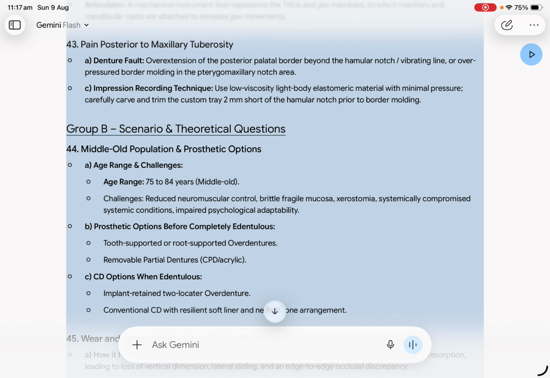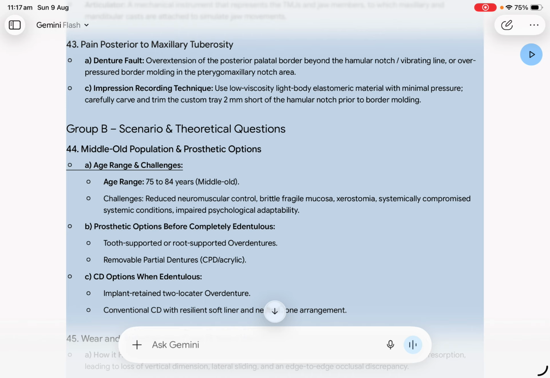Group B. Scenario and theoretical questions. 44. Middle old population and prosthetic options. A. Age range and challenges. Age range, 75 to 84 years, middle old. Challenges: reduced neuromuscular control, brittle fragile mucosa, xerostomia, systemically compromised conditions, impaired psychological adaptability. B. Prosthetic options before completely edentulous.